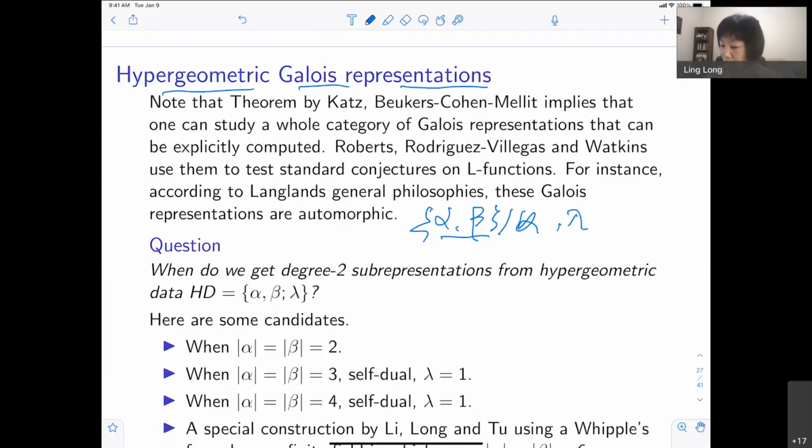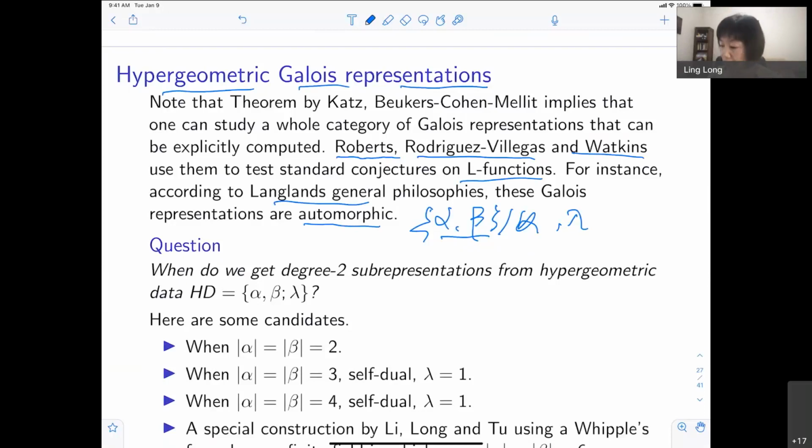And this is by the work of David Roberts, Fernando Rodriguez-Villegas, and Mark Watkins. They actually use this gadget to consider hypergeometric L-functions and use them as a testing ground for standard conjectures on L-functions. And by the general philosophy, we hope to prove, or at least we believe, that those Galois representations are automorphic.